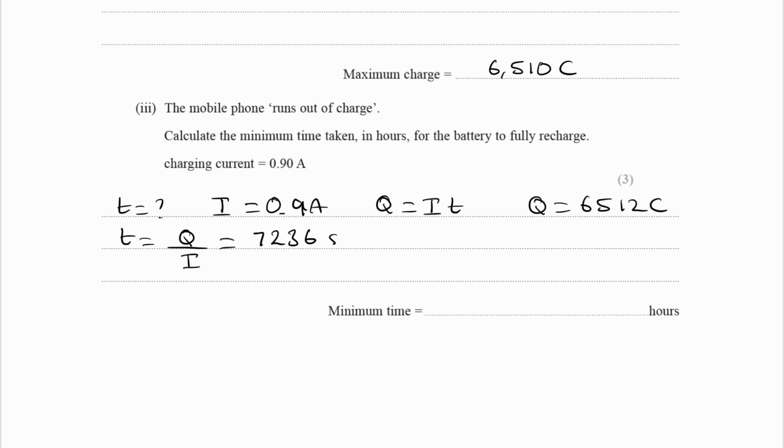Which will end up being 7,236 seconds, but it wants it in hours. So we can divide this by the number of seconds in 1 hour. And that gives us 2.01 hours.